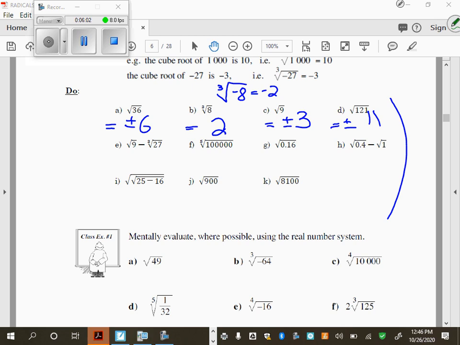Okay, square root in E. Now, let's take a peek at this one. Square root of 9 plus the square root of 25. Okay, so this is the question. There could be 4 answers: 3 plus 5, negative 3 plus 5, negative 3 plus negative 5, and 3 plus negative 5, or whatever one I didn't say. We don't want 4 answers for this simple question.